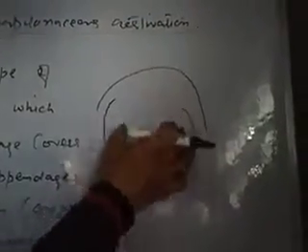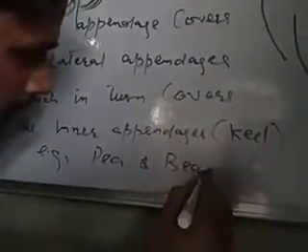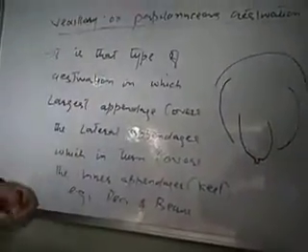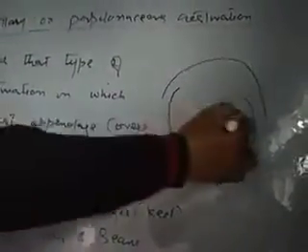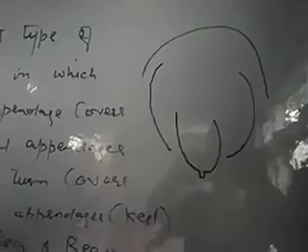This is called a standard. The largest appendage is called a standard, and these are lateral appendages. The example is pea and beans. This is vexillary or papilionaceous type of aestivation. In this type of aestivation there are 5 petals. The largest one covers the 2 lateral appendages. These lateral appendages cover the smaller appendages. Okay, this is vexillary type of aestivation.